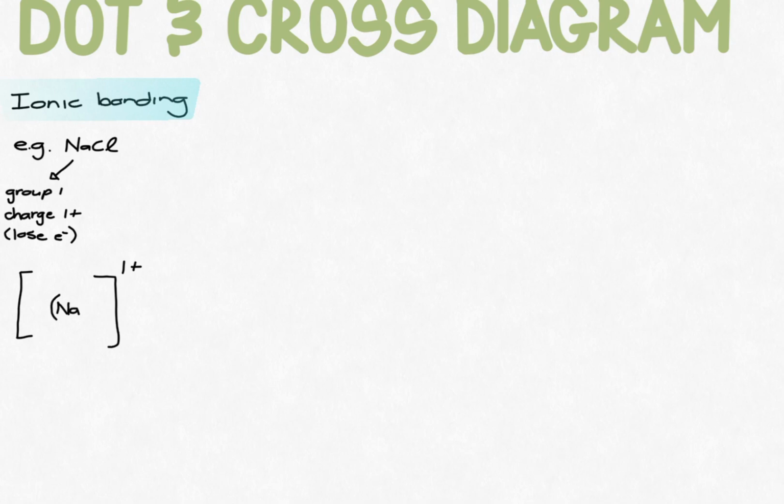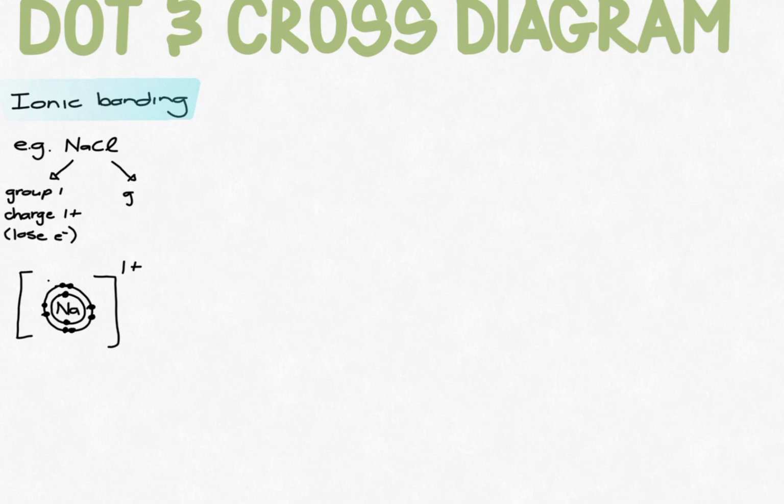So we know that in the first shell, sodium will have 2 electrons. Then in the second shell, sodium will have 8 electrons, and in its third shell, sodium will have 1 electron. Now this 1 electron will be removed as it loses 1 electron. We're then going to do chloride.